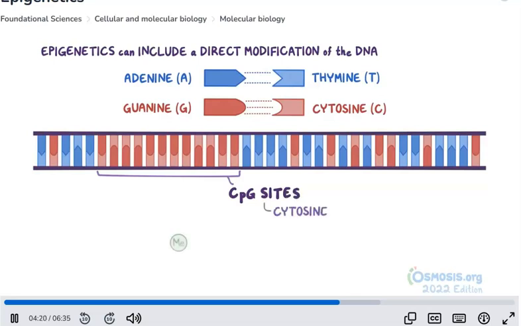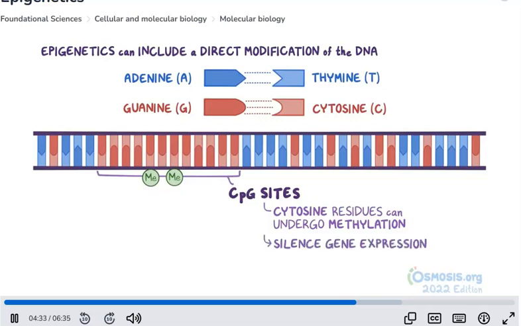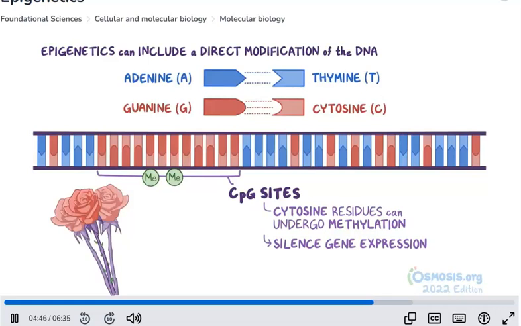In these regions, the cytosine residues can undergo methylation, so a methyl group is now hanging off the cytosine, but the sequence of nucleotides remains unchanged. A lot of DNA methylation can silence gene expression, so if a gene contains many methylated cytosines, it'll be less likely to get expressed. You can think of methylated cytosines in DNA as thorns on a rose stalk, making that rose much less likely to be picked.